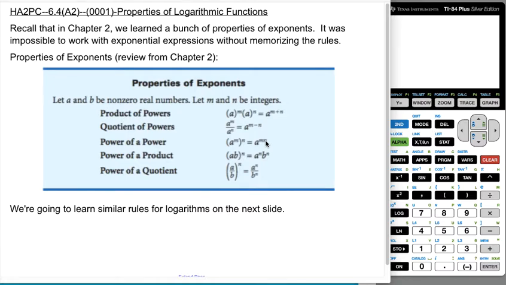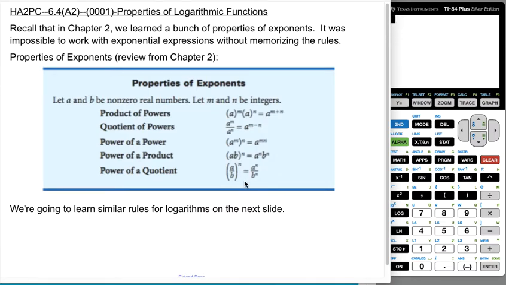You're welcome to go through them if you need to, but remember that if we're multiplying two exponentials with the same base, we add the exponents. If we're dividing two exponentials with the same base, we subtract the exponents, top minus bottom. If we have a power on a power, we multiply the powers. Power of a product, we can distribute that power to the different terms of the product, and a power of a quotient, we can distribute that power to the different terms inside the quotient. So those rules are important.